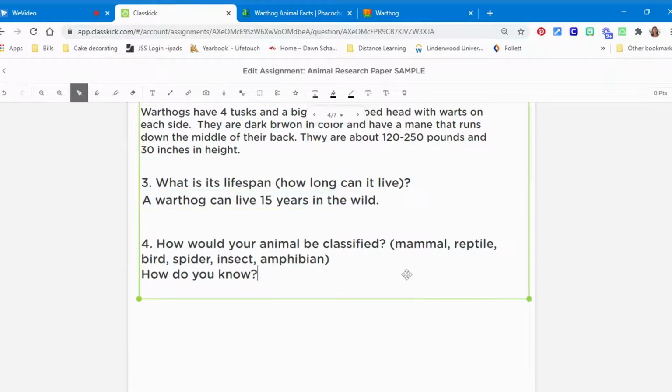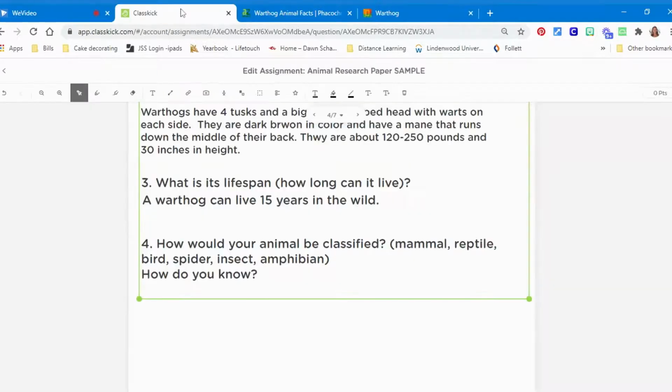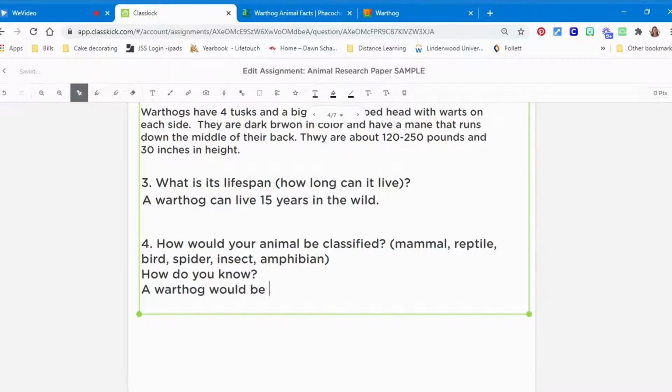Question number 4 says, how would your animal be classified? Is it a mammal, a reptile, a bird, a spider, an insect, an amphibian? And then how do you know? Well, again, I remembered over here in this green box that it told me that my type of animal was a mammal. So I'm going to put that down. A warthog would be classified as a mammal.